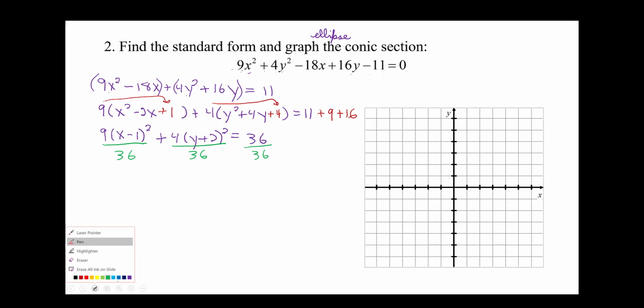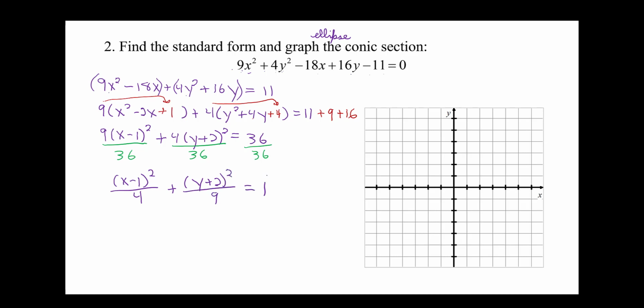So we end up with x minus 1 squared over 4 plus y plus 2 squared over 9. And you can work on simplifying this yourself to make sure we did that right. We have our equation: x minus 1 squared over 4 plus y plus 2 squared over 9 equals 1.